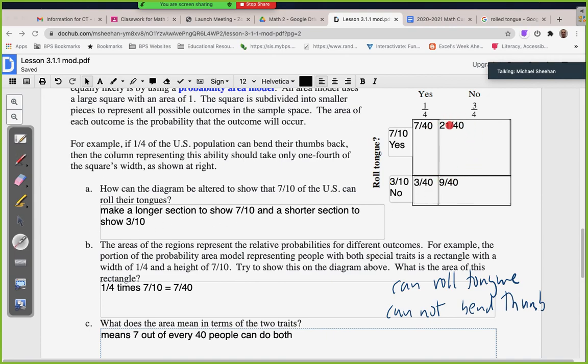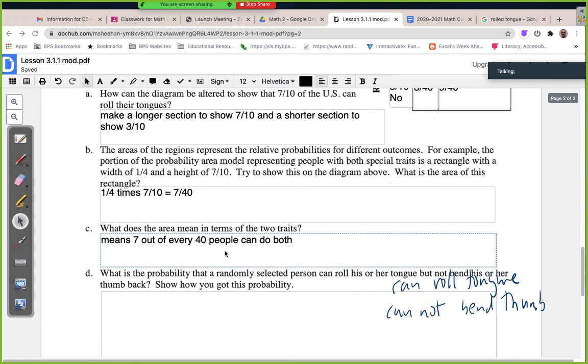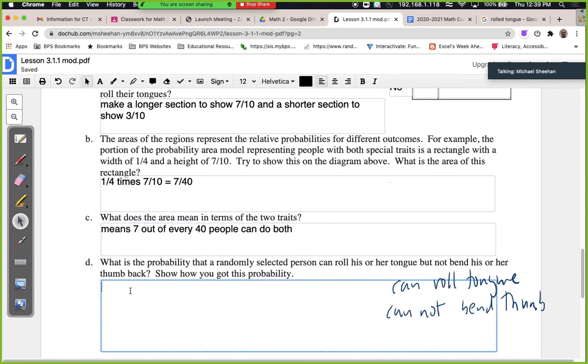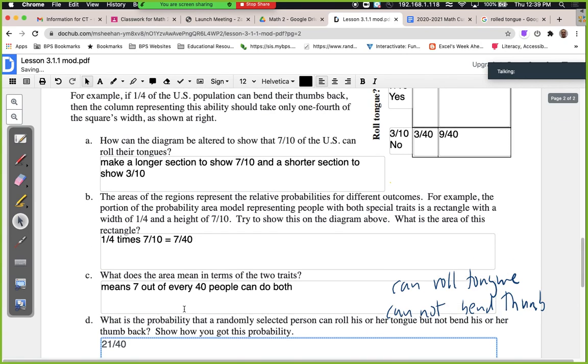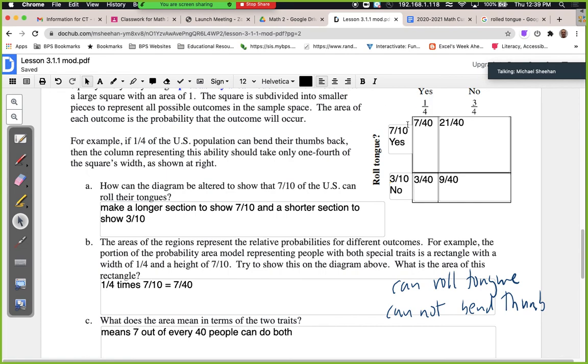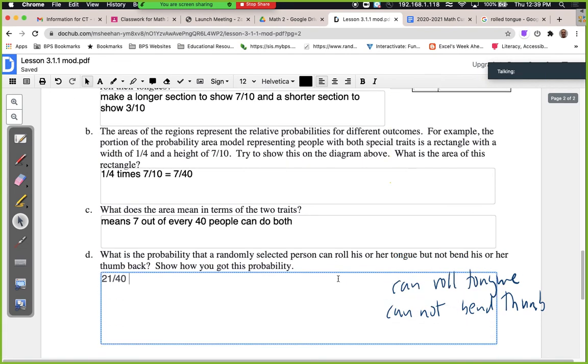Can roll the tongue, cannot bend. 21 out of 40. Which one? 21 out of 40. Very good. Can roll the tongue, so I'm in this row. Cannot bend their thumb, I'm in this row. That's 21 out of 40. Very good. All right, so 21, and we got that from 7 out of 10 times 3 out of 4.